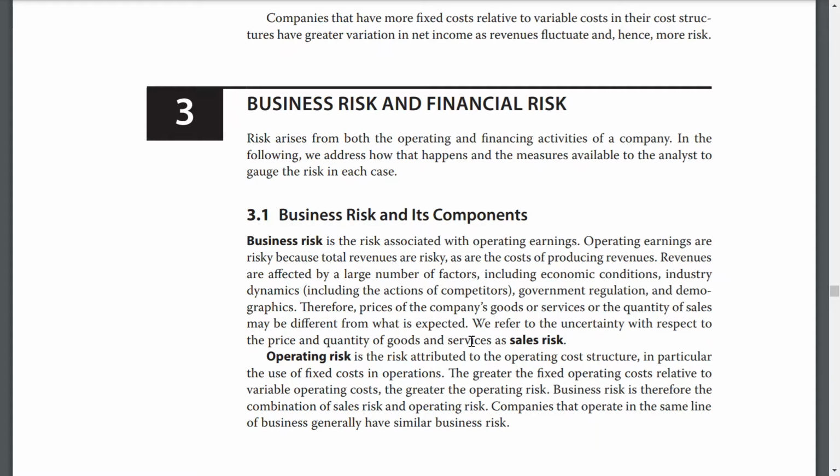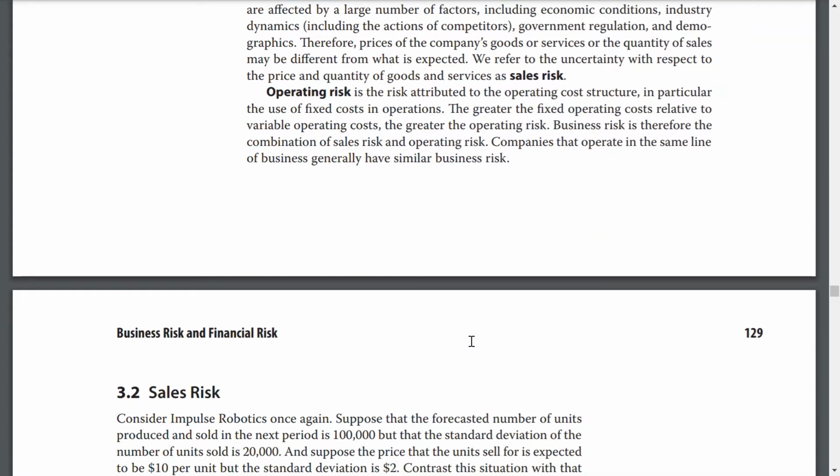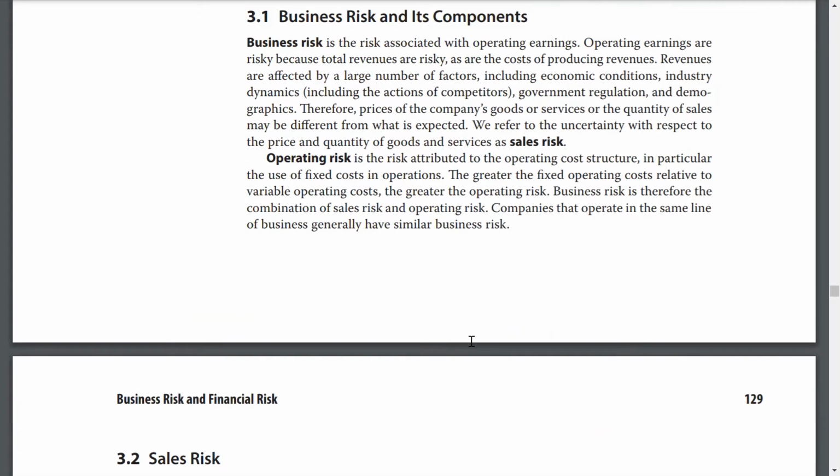We refer to the uncertainty with respect to the price and quantity of goods and services as sales risk. Operating risk is the risk attributed to the operating cost structure, in particular the use of fixed costs in operations. The greater the fixed operating cost relative to variable operating costs, the greater the operating risk. Business risk is therefore a combination of sales risk and operating risk. Companies that operate in the same line of business generally have similar business risks.